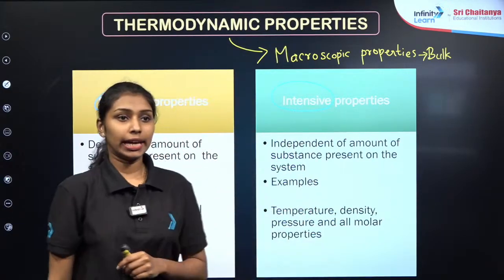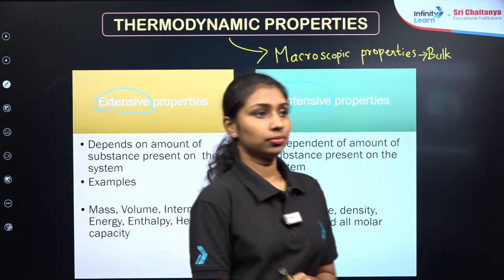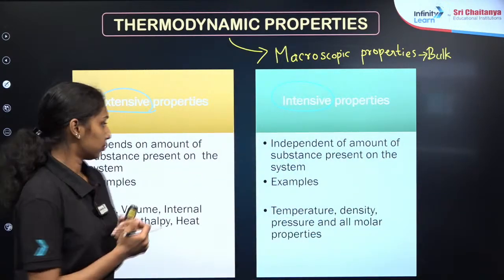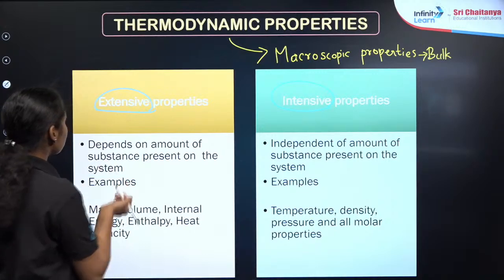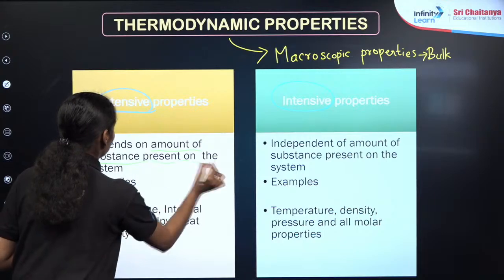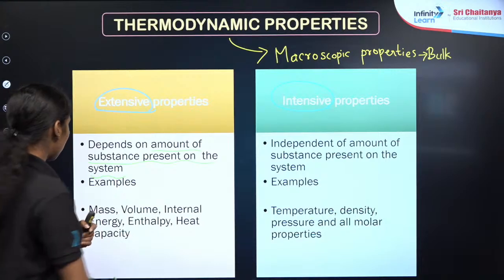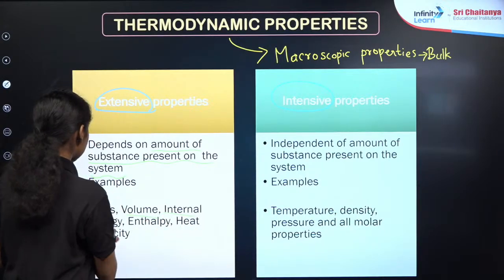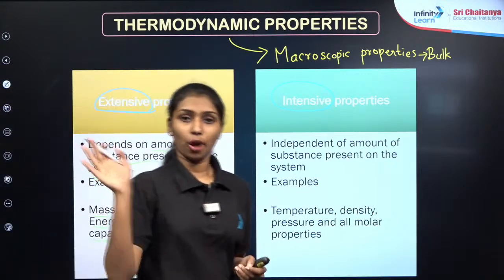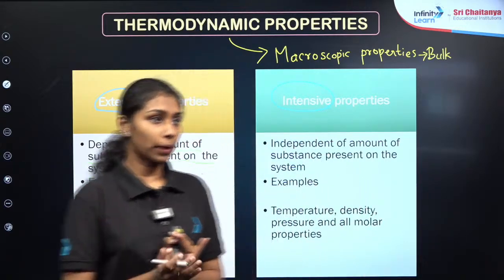What will be the difference? Any idea? It is already given here in this slide. In the case of extensive properties, it depends on the amount of substance present in the system, otherwise quantity, right? For example, mass, volume, internal energy, enthalpy, heat capacity. These are the examples of extensive properties. The properties that depend on the amount of substance or the quantity are known as extensive properties, right?